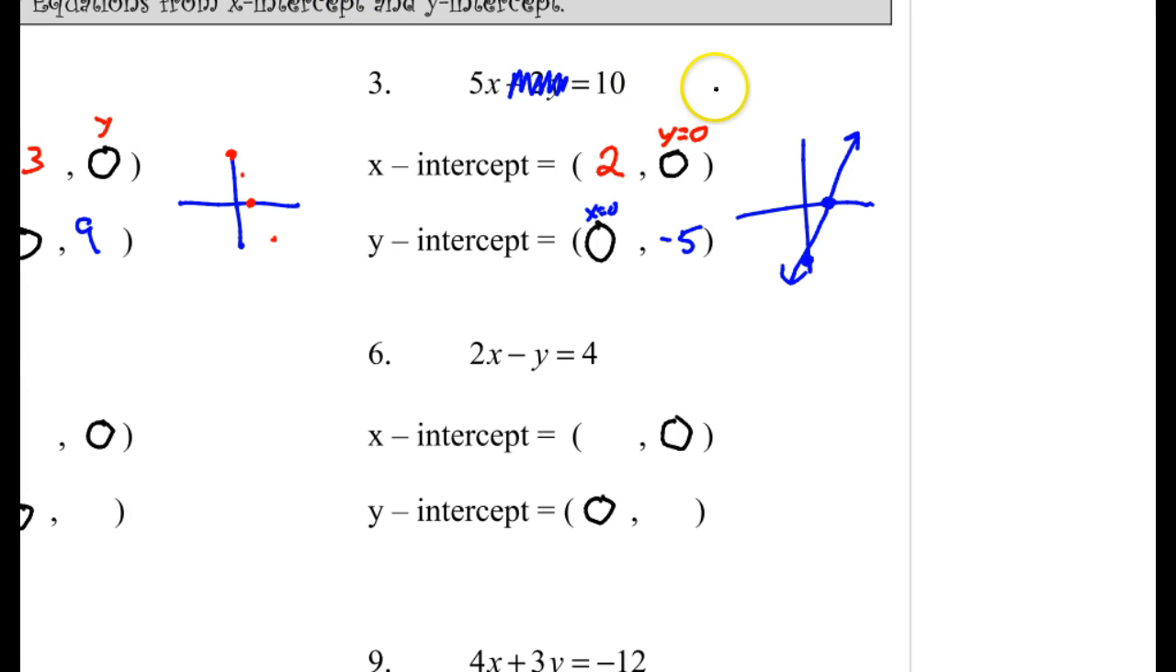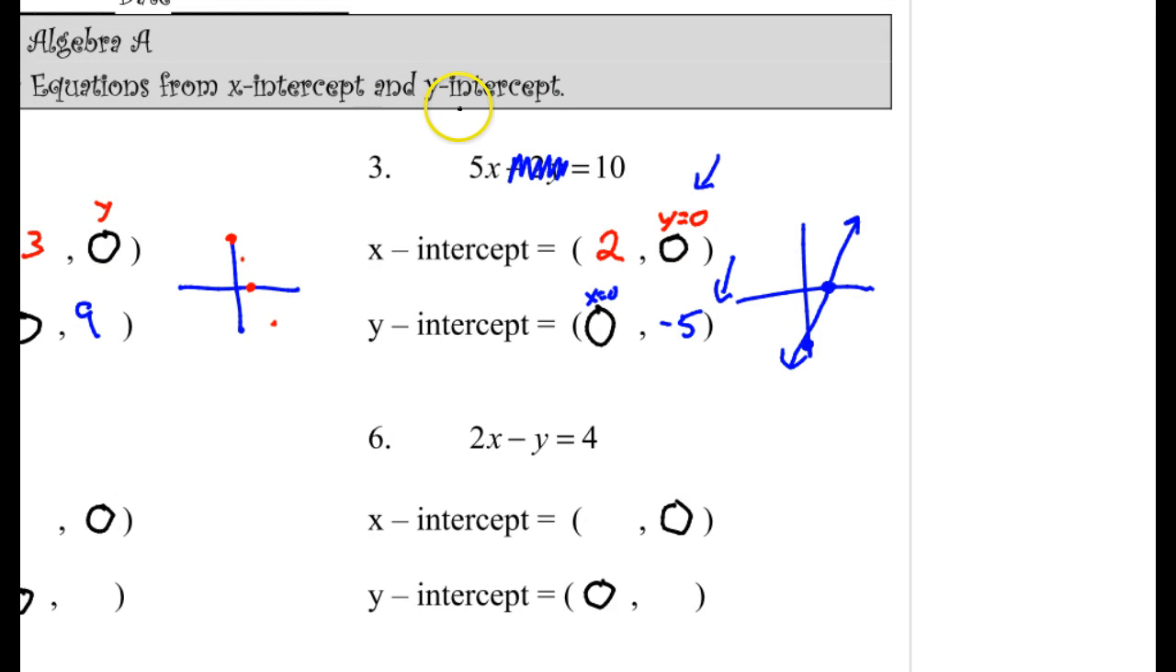And again, what type of special points are these called? Because they have a 0 in them, they're called intercepts. That's how we're getting these intercepts. Because they have a 0 in the coordinate, it makes it an intercept, meaning it crosses the axis. It intercepts the axis.